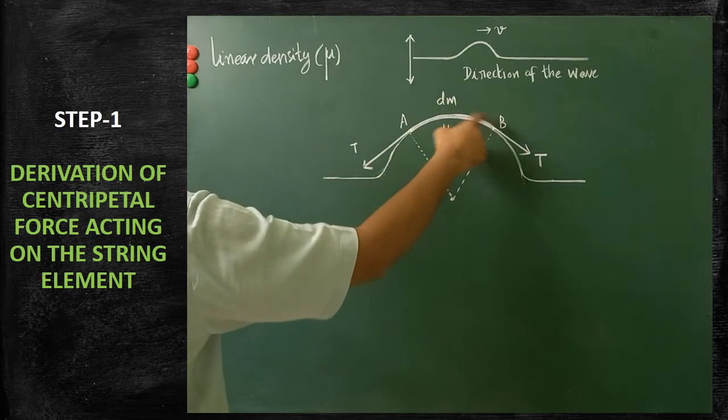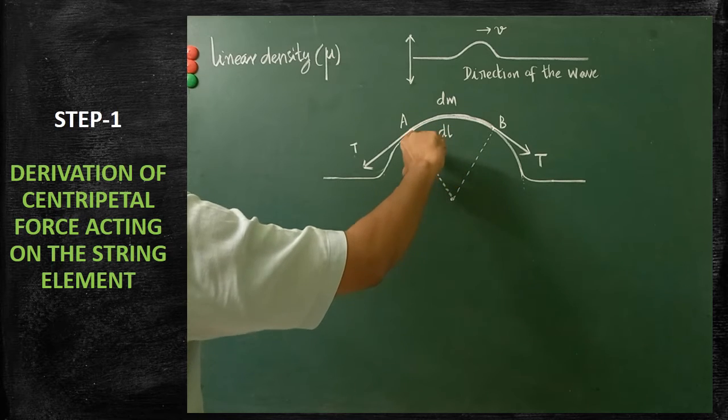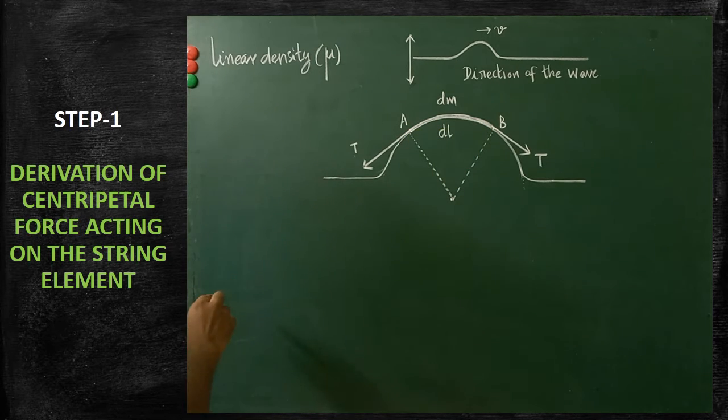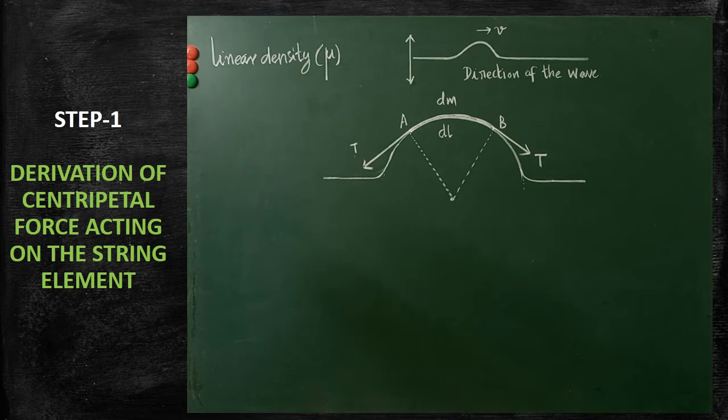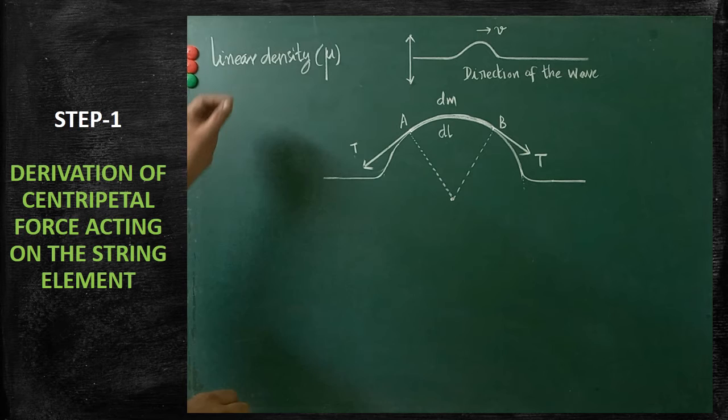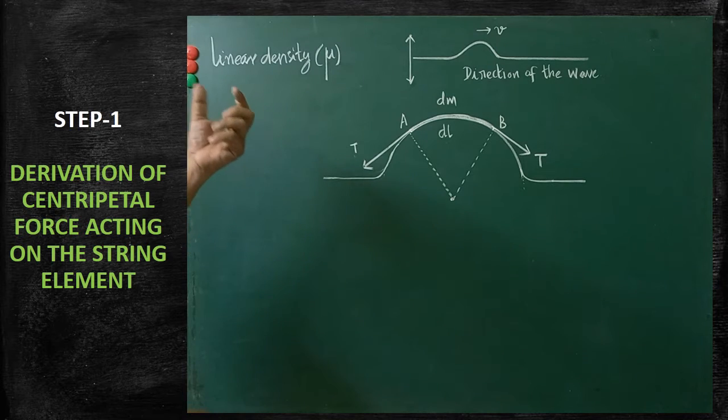dm is the mass of the AB portion, dl is the length of this AB portion. So how to calculate the linear density? The general formula is mass per unit length. What is this called? Linear density. If you calculate how much amount of mass is present in a particular length, that factor is called linear density.